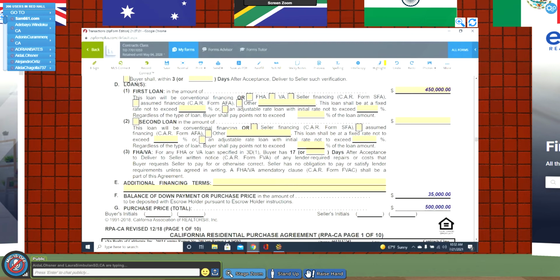Okay? Now, the default here is conventional. Your loan could be FHA, VA, seller financing, assumed financing, anything else. Other could be even a USDA loan. If it's going to be anything other than conventional, you need to check the appropriate box or fill in what kind of loan it's going to be. And you always fill in your interest rates.